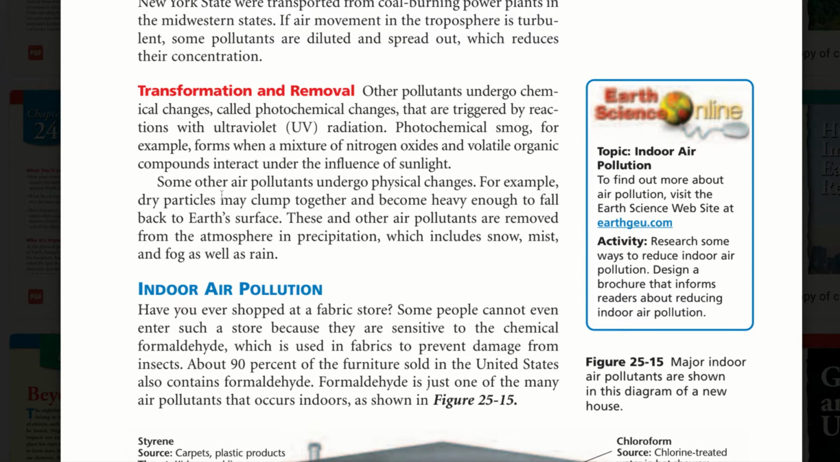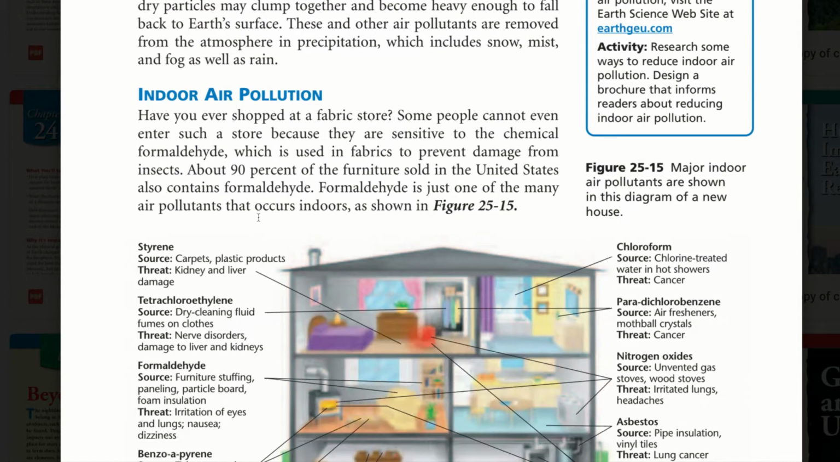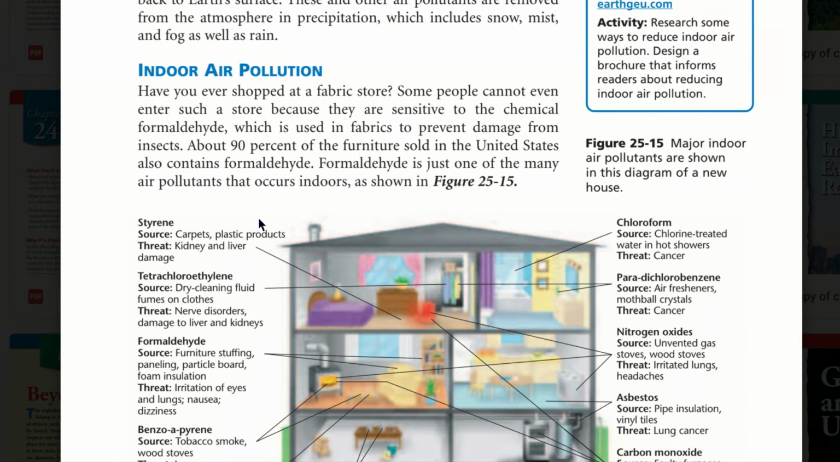Some other air pollutants undergo physical changes. For example, dry particles may clump together and become heavy enough to fall back to Earth's surface. These and other air pollutants are removed from the atmosphere in precipitation, which includes snow, mist, and fog, as well as rain.